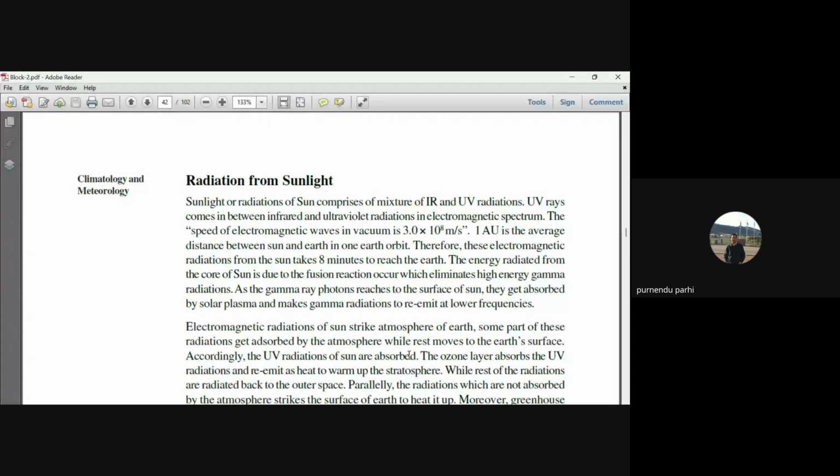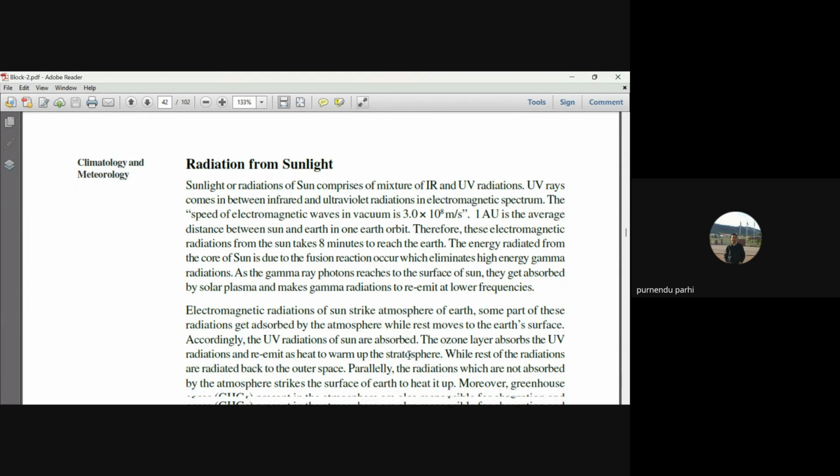The energy radiated from the core of the sun is due to the fusion reaction that occurs, which emits high energy gamma radiation. As the gamma ray photons reach the surface of the sun, they get absorbed by solar plasma, which makes the gamma radiation re-emit at a lower frequency.